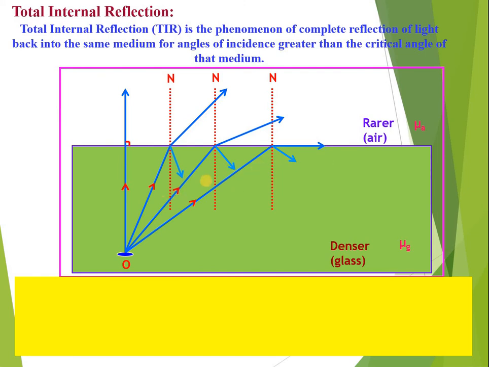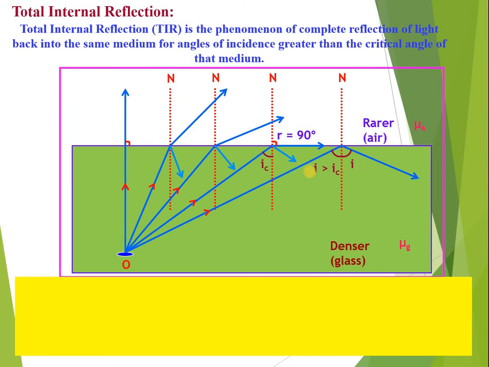So critical angle is the angle of incidence for which the angle of refraction in the rarer medium is 90 degree. And if we further increase the angle of incidence, then instead of going into the second medium, light totally comes back in the same medium. So this phenomenon is known as total internal reflection.